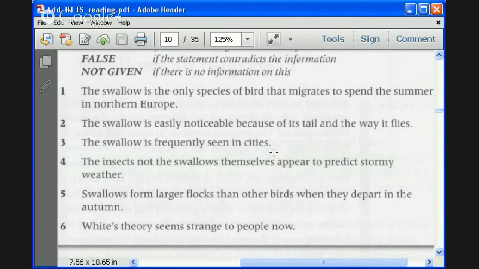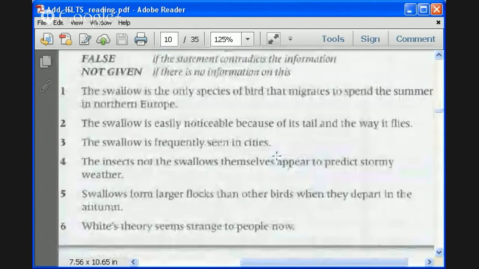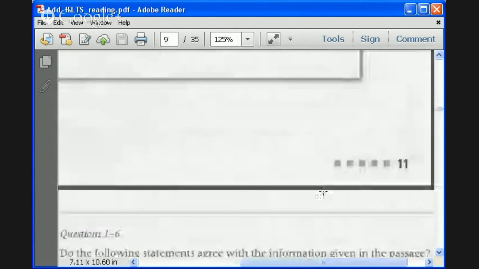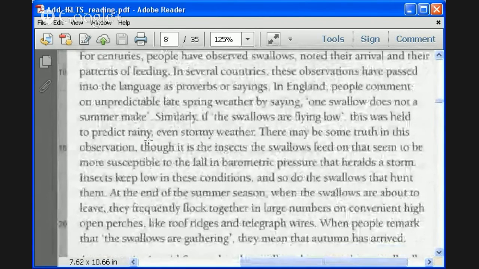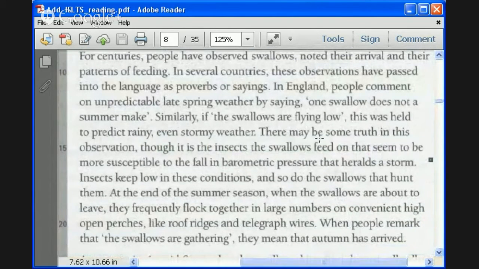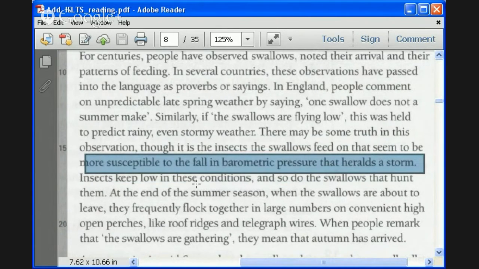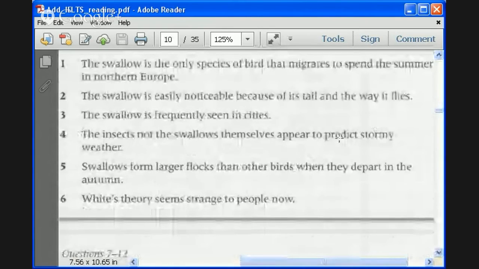Actually, the key word for me is here. The key word to look for was insects. Yeah, that was great, Miriam. The insects appear to predict. Okay, when in doubt, I'm going to look at the verb, appear. Does the verb match? Does the general meaning match? Where was it again? Line 15. Okay, the insects seem to be. Appear, seem to be. That's not an absolute. That's not an always, never, all answer. That's pretty darn close. Appear to be, seem to be.